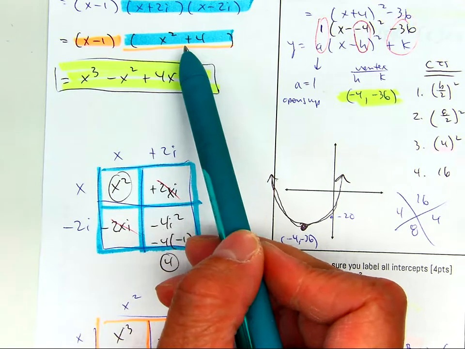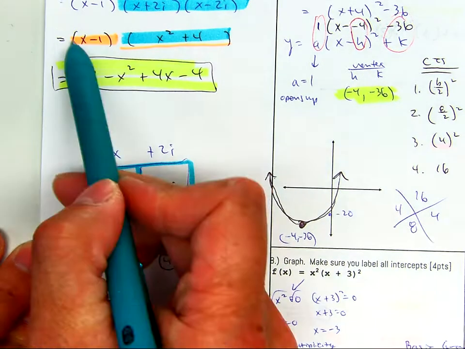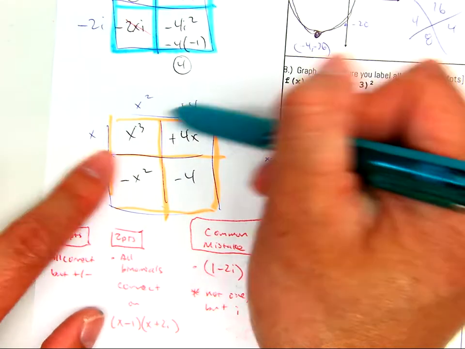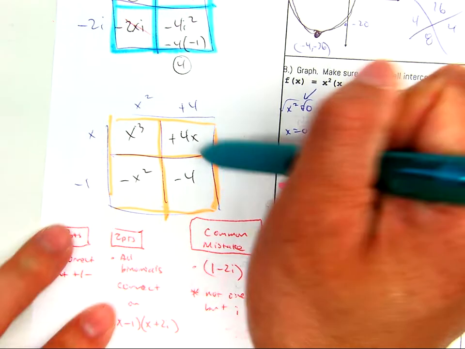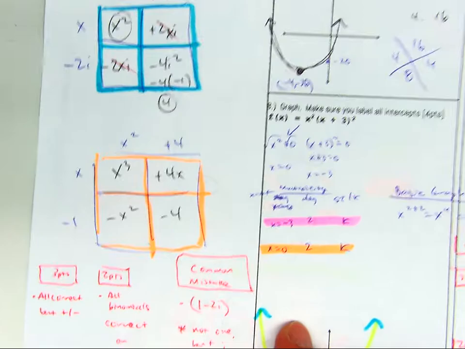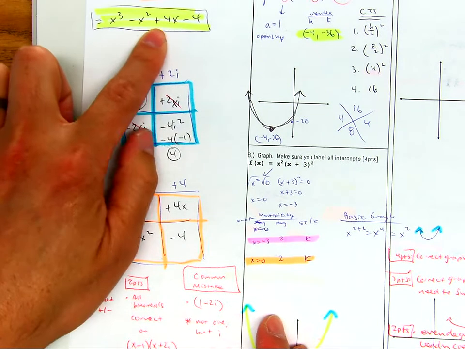Now we're going to multiply the orange times the blue. x squared plus 4 times x minus 1: x cubed, 4x, negative x squared, negative 4. You'll notice that there are no like terms in this box. Therefore, your answer is going to be x cubed minus x squared plus 4x minus 4.